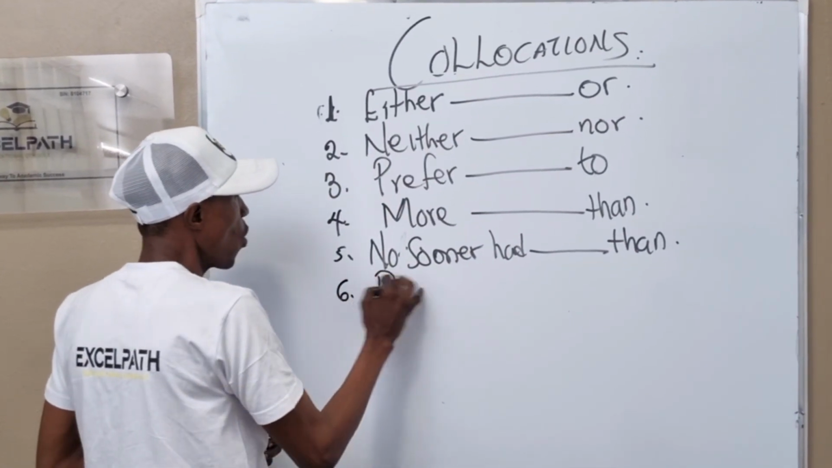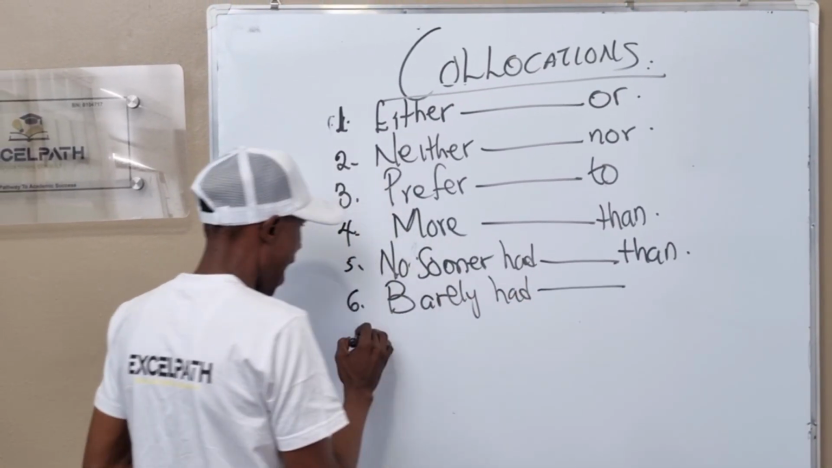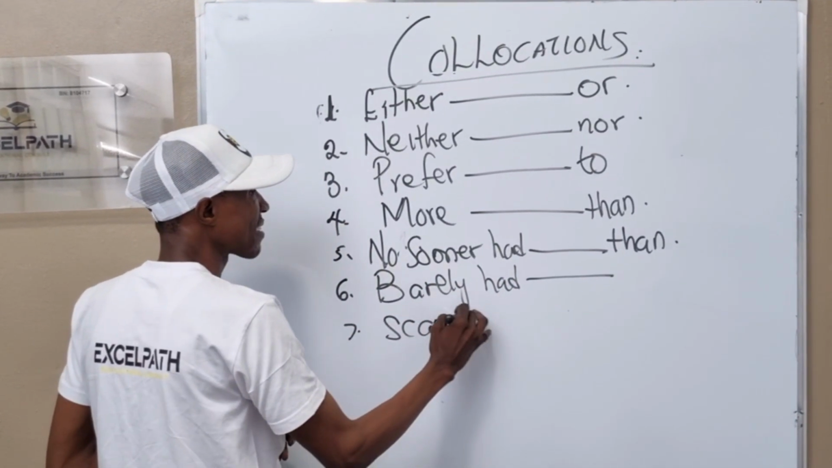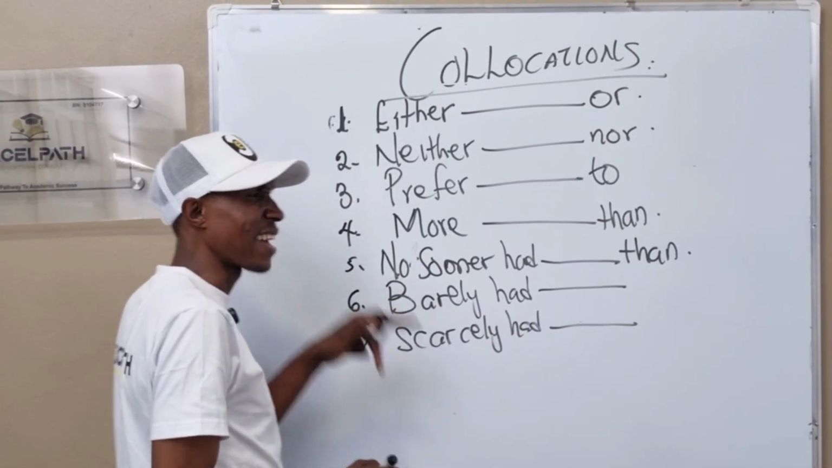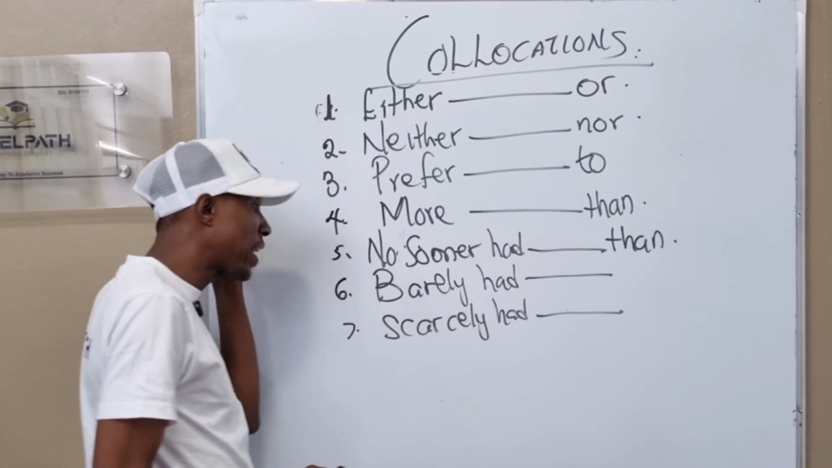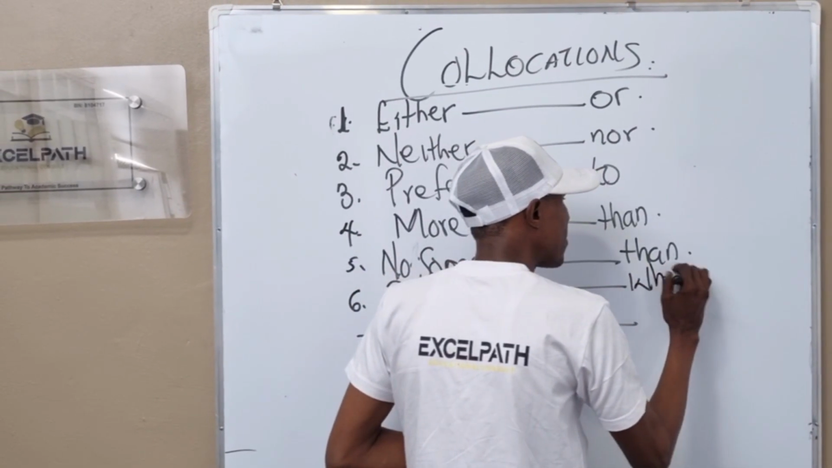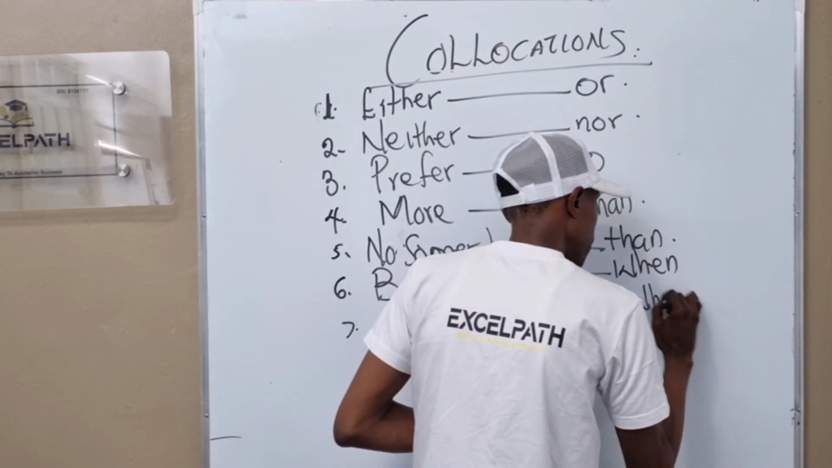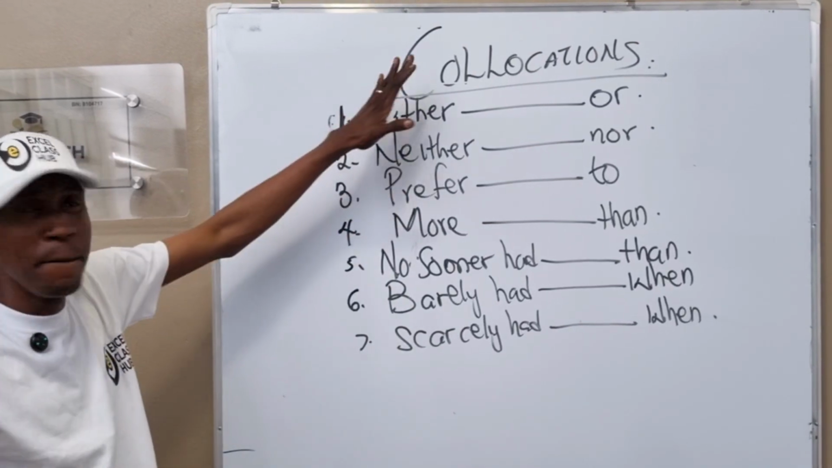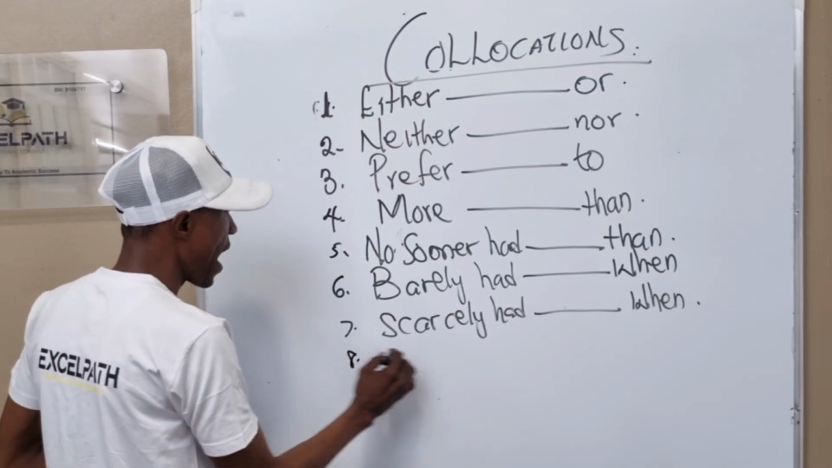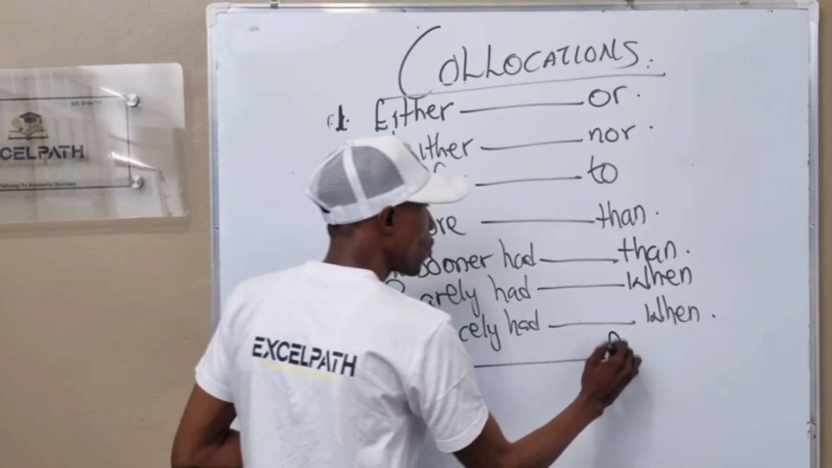Then number 6, we have barely had. And number 7, we also have scarcely had. Whenever you are making use of barely had and scarcely had, they go with when. They go with what? When.